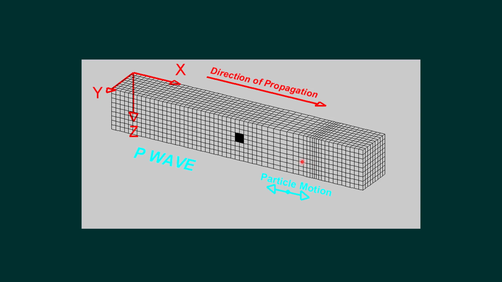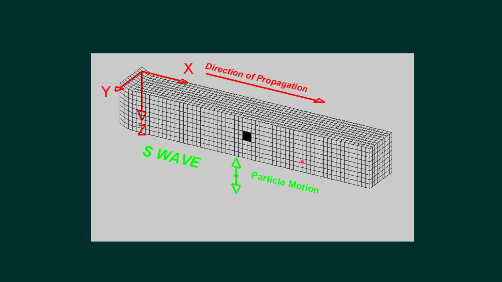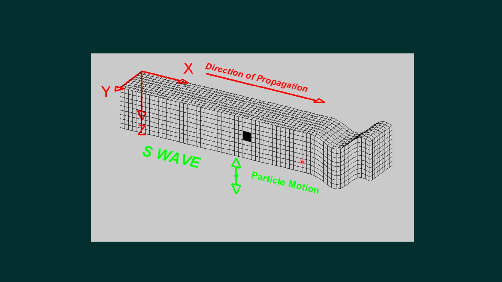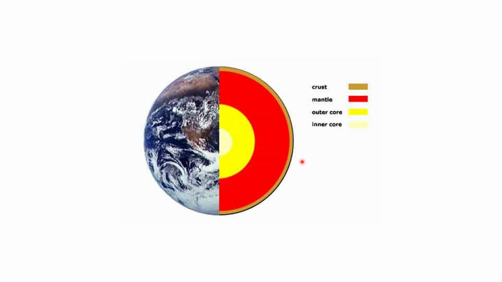So P waves travel faster, and P waves will travel through solid or liquid rock. S waves, shown here, travel more slowly, and they will not travel through liquid rock. They simply won't do it. And then love waves and Rayleigh waves are surface waves.